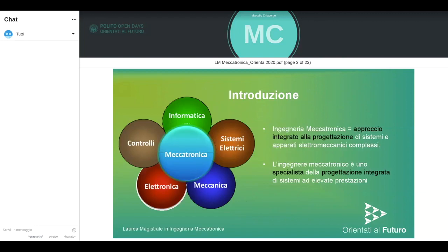So briefly, mechatronics is now not so new. Some years ago when we started, the Master in Mechatronics here at Politecnico was something brand new in the scientific and technological area. Now it is something really solid, really recognized from many points of view.